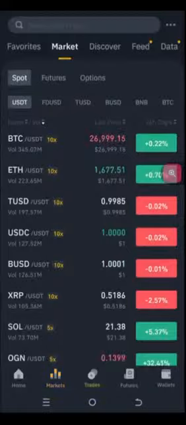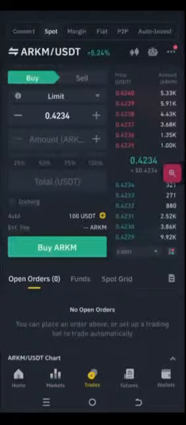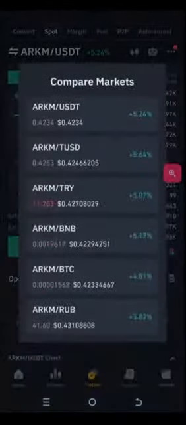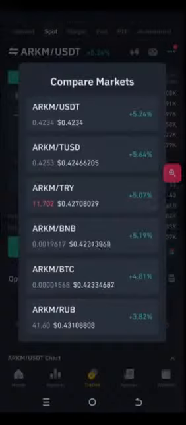So if I go to my spot trading section here and I click on the 3 dots, it will bring out a couple of things, and under it you will see compare market. Now, depending on the version that you have, it might be a little different. This is the updated version. If you don't update your app, you might not see it exactly like this, but definitely you will see compare market somewhere along the line.